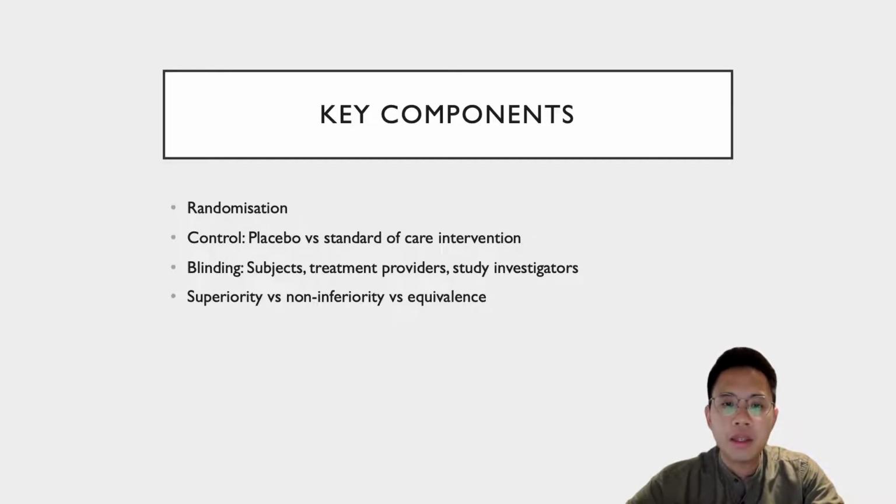In terms of blinding, this involves ensuring that key stakeholders like the subjects, the treatment providers and study investigators do not know which arm of intervention or control the subjects are placed into. And we'll talk about the importance of it subsequently. And finally, whether or not the study is of a superiority, non-inferiority, or equivalence in nature. So when one is asked to describe what the design of the RCT is, these are usually the key components that are factored in.